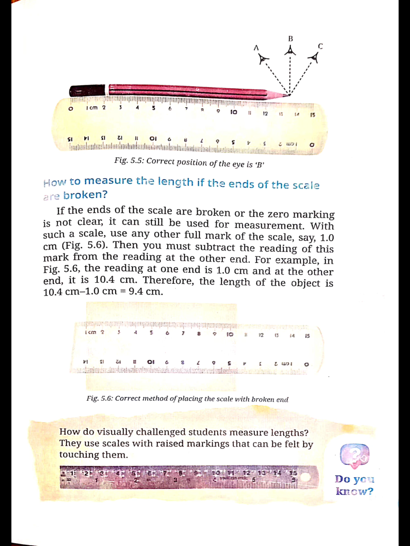How to measure the length if the ends of the scale are broken? If the ends of the scale are broken or the zero marking is not clear, it can still be used for measurement. With such a scale, use any other full mark of the scale, say 1.0 centimeter, figure 5.6. Then you must subtract the reading of this mark from the reading at the other end. For example, in figure 5.6, the reading at one end is 1 centimeter and at the other end is 10.4 centimeter. Therefore, the length of the object is 10.4 centimeter minus 1 centimeter, that is 9.4 centimeter.